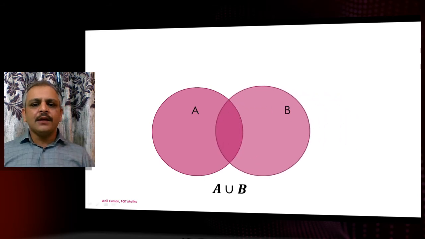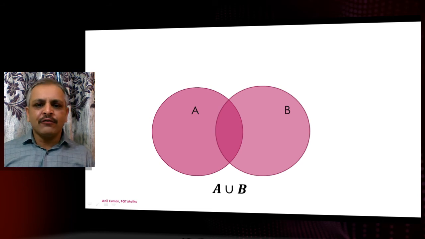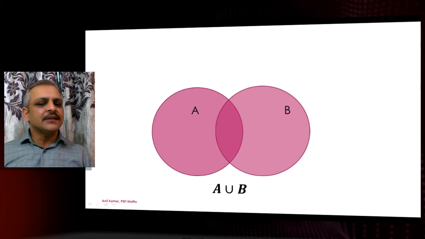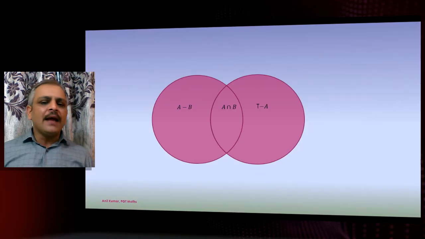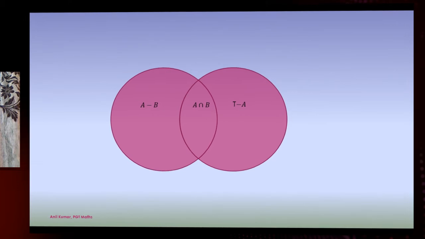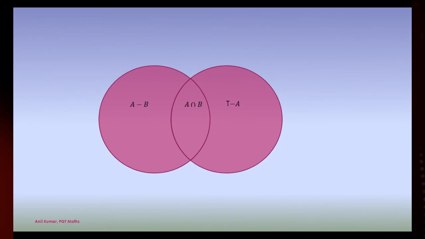When I say A union B, I mean the combination of sets A and B where some elements may overlap each other, but we will list them once in the set. So how many elements will be there in A union B? Let's find out. Here I have a figure and I divided it into three disjoint sets. The first is A minus B, the second is A intersection B, and the third is B minus A. These are the three disjoint sets I created here.